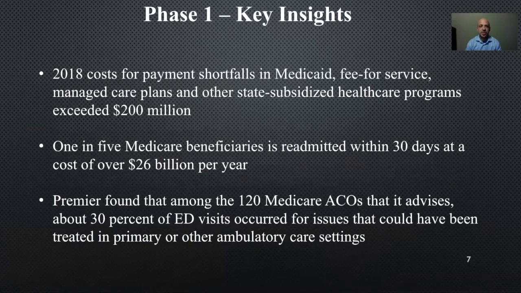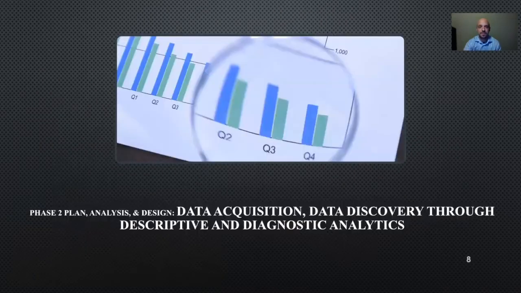Key insights from phase 1 were that 2018 costs for payment shortfalls in Medicaid, fee-for-service, managed care plans, and other subsidized healthcare programs exceeded $200 million. 1 in 5 Medicare beneficiaries industry-wide is readmitted within 30 days, at a cost of over $26 billion per year. And Premier found that among the 120 Medicare ACOs that it advises, about 30% of ED visits occurred for issues that could have been handled in primary care.